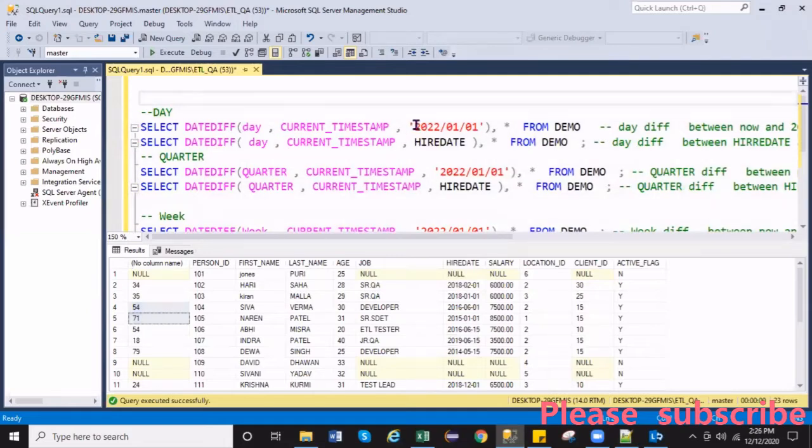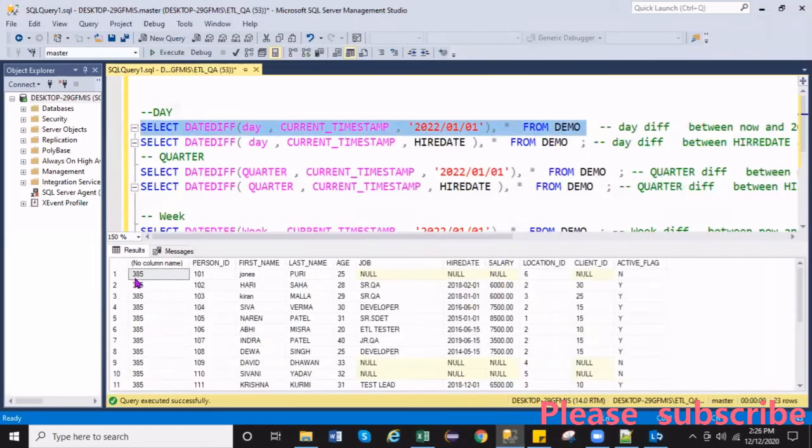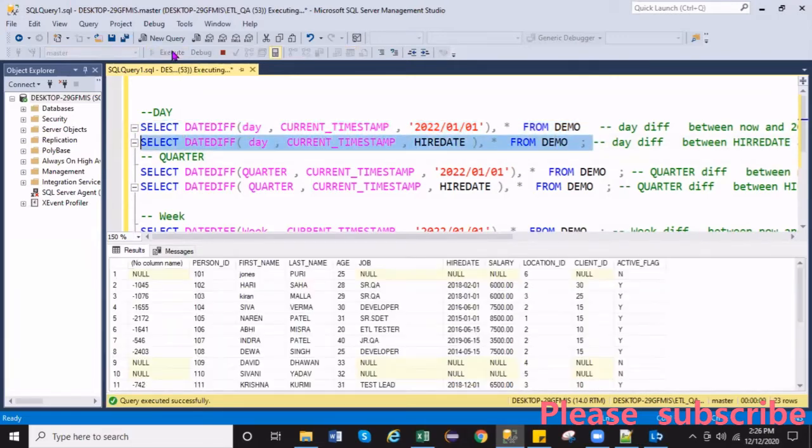Similarly, day also. Find the day difference between this and this. If you see here, 385 days from now to 2022 January 1st. Today is about December 12th, so about 18 or 19 days in this month, right? And we know that there are 365 days for the next year. So this is the day difference. If you want to find the day difference between two dates, we can use these functions. Similarly, the hire date, see here, the difference, right?